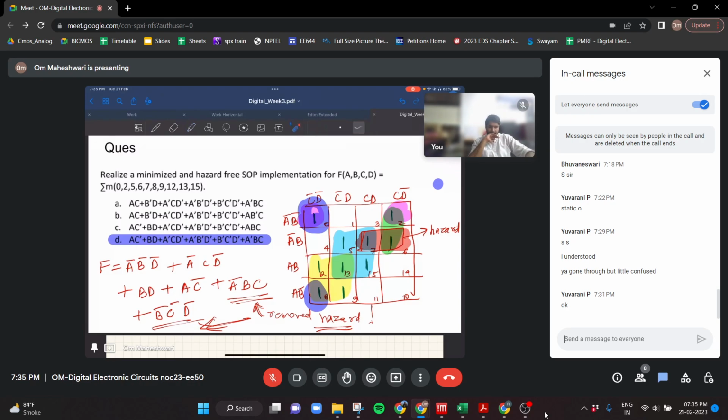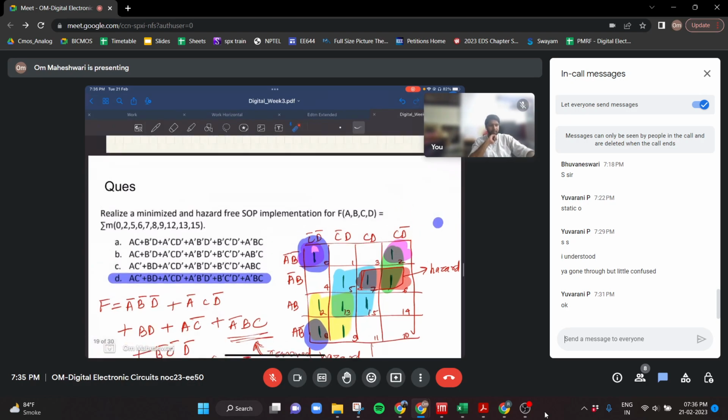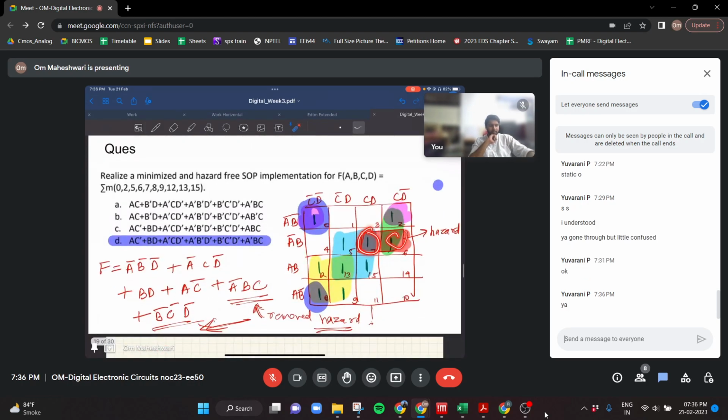So, is this clear? Like how you identify hazards and how you can remove them? Just to remove them, we see if they are not in the same group, just add them in the same group. That's it.